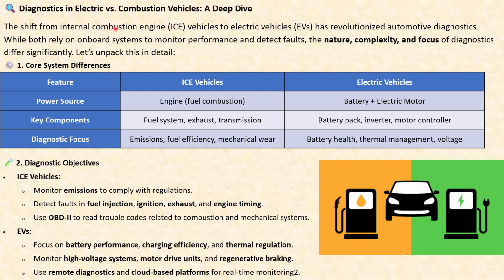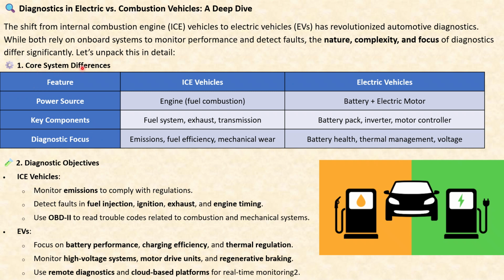The shift from internal combustion vehicles to electric vehicles has revolutionized automotive diagnostics. While there is a similarity, they both rely on onboard diagnostics to monitor performance, the nature, the complexity, and the focus of diagnostics differ significantly. Now let's unpack this in detail.